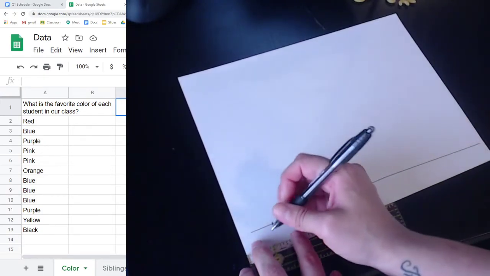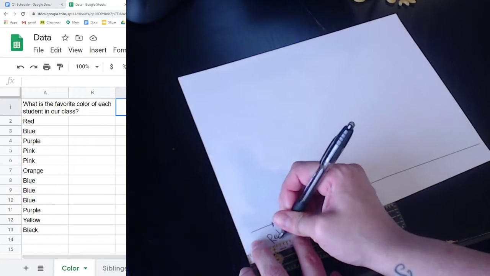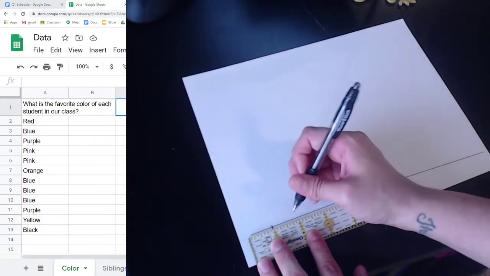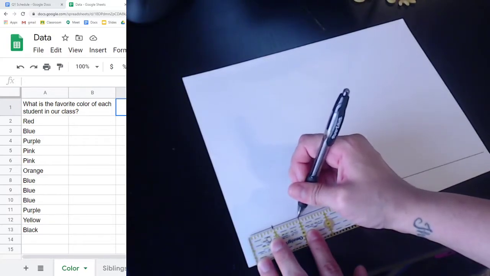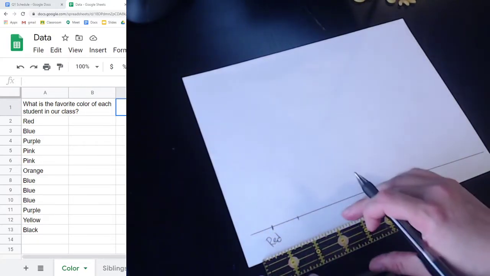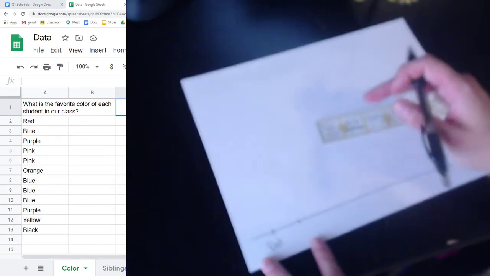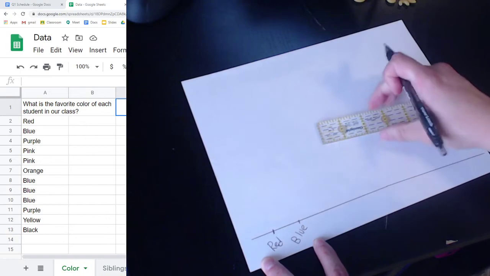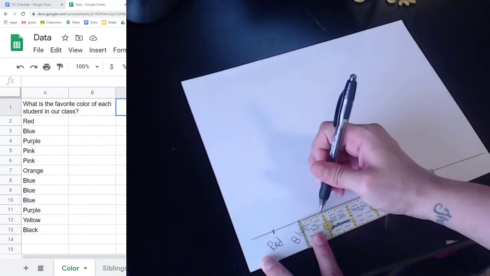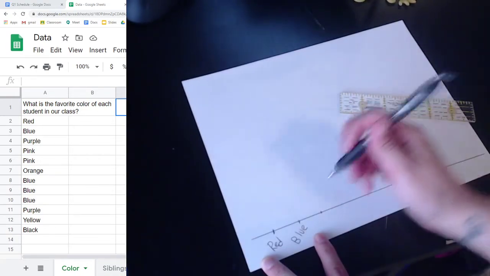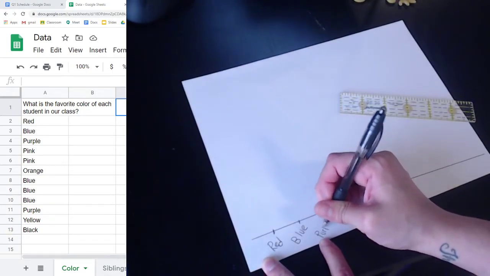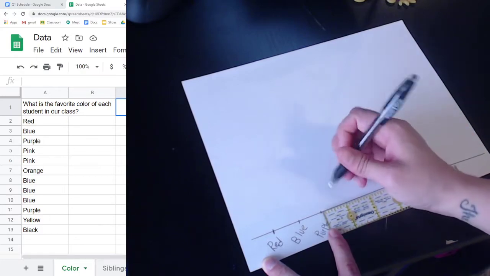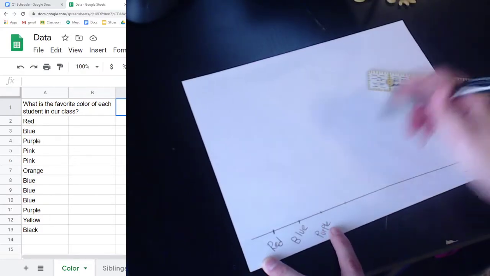First color I see is red. And then next color, and it needs to be equal distance away. Make sure each tick mark is about the same distance from each other. So next is blue. The next color I see is purple. And then pink.